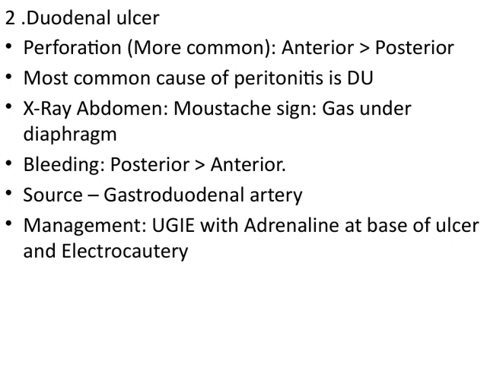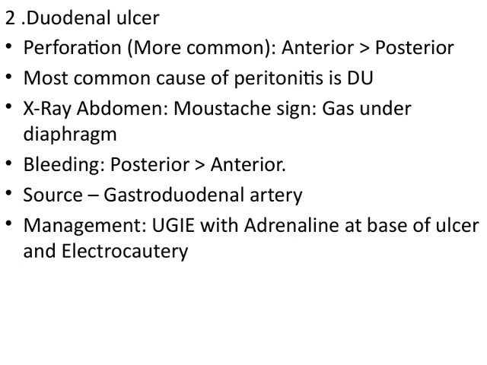Now let's look at duodenal ulcers, starting with perforation. Perforation is more common on the anterior wall of the duodenum, but it can also occur posteriorly, though less frequently. The most common complication associated with duodenal ulcers is peritonitis, which typically results from perforation. On an abdominal X-ray, one of the classic signs we look for is the mustache sign, which indicates gas under the diaphragm. This is a telltale sign of perforation.